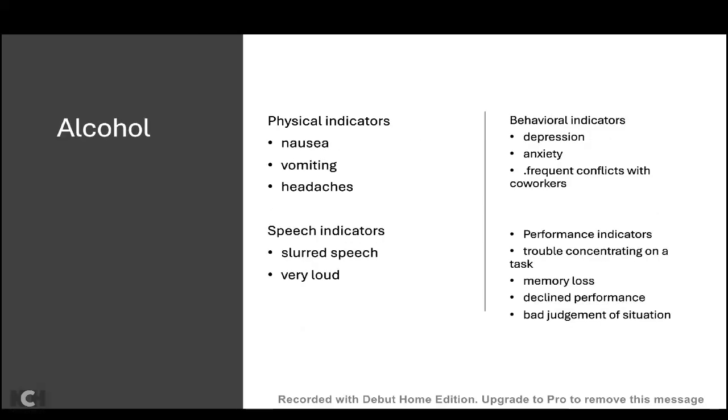Lastly, we're going to talk about alcohol abuse and some signs and symptoms for that. So for physical indicators, it can be things such as nausea, vomiting, headaches. So speech indicators can be slurred speech or very loud, a lack of awareness of their volume. Behavior indicators can be depression, anxiety, or frequent conflicts with coworkers. And some performance indicators can be trouble concentrating on a task, memory loss, declined performance, or bad judgment of a situation.